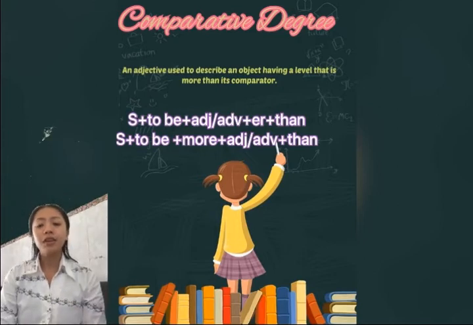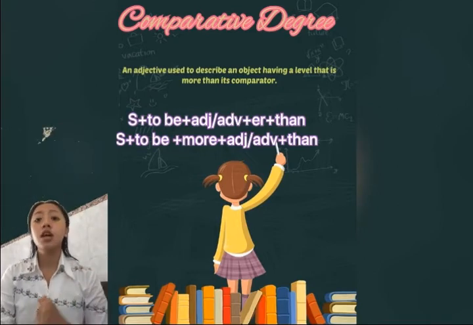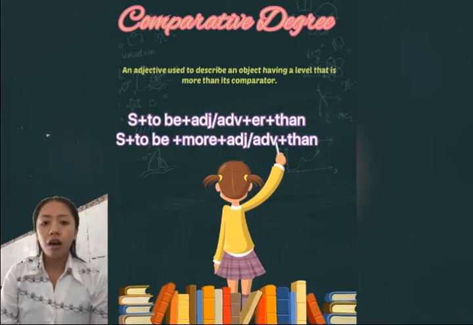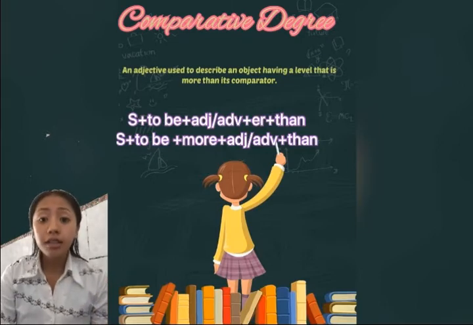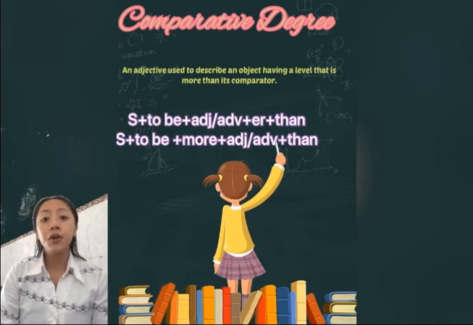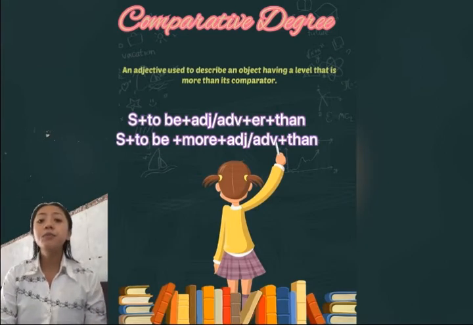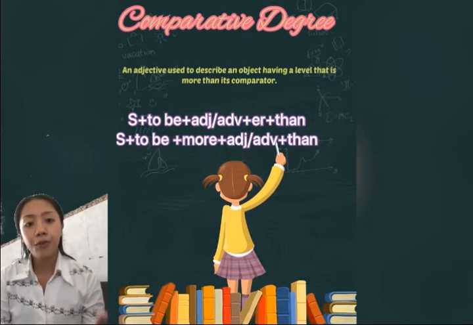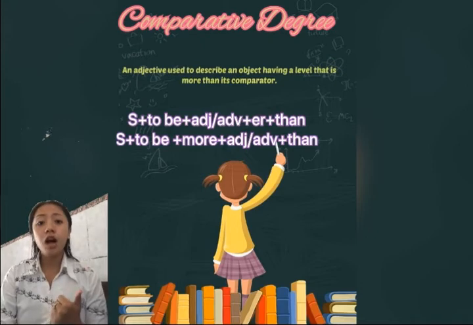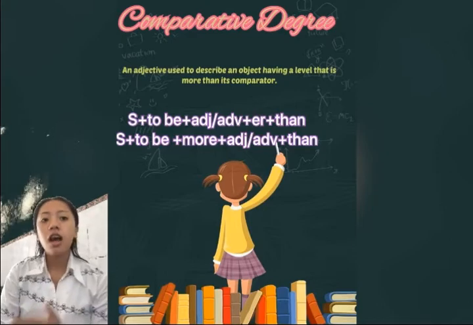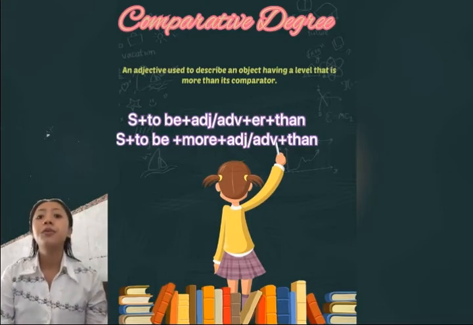The first pattern is S plus to be plus adjective or adverb plus er plus than, and the example of this pattern is the horse can run faster than a dog. The second pattern of this type is S plus to be plus more plus adjective or adverb plus than, and the example of this pattern is this red dress is more comfortable than the white.